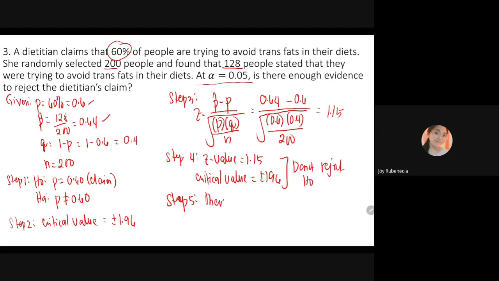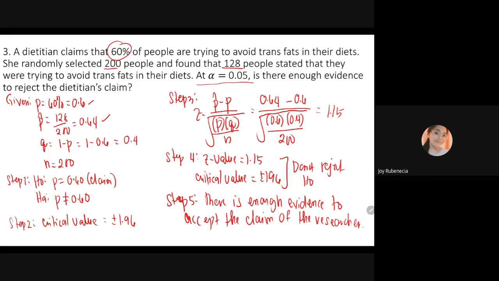So there is enough evidence to accept the claim of the researcher. Or you could make it, at 95% confidence level, the researcher's claim is acceptable. At 95% confidence level, the researcher's claim is correct. Clear?